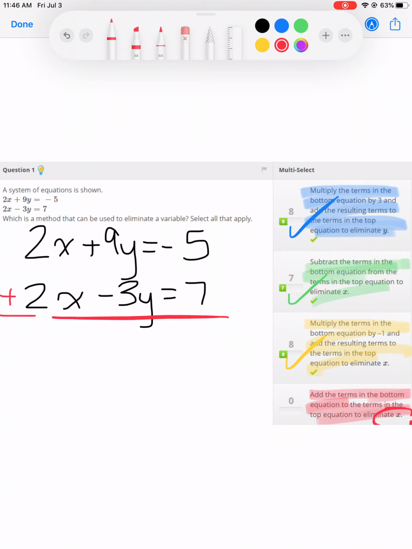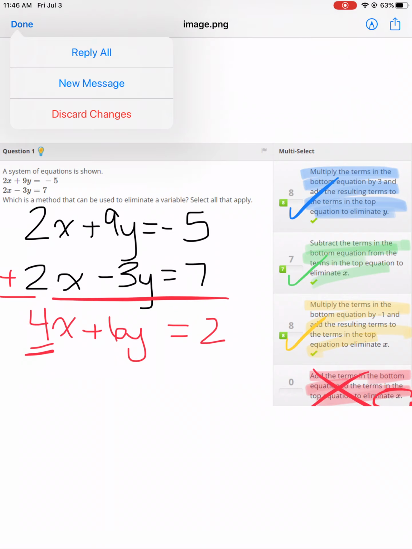And it says to eliminate x specifically. So 2x plus 2x is 4x. Well, that's not a 0, so it hasn't been eliminated. So it doesn't work. 9 plus negative 3, or 9 minus 3, is positive 6y. That didn't work, even though we don't even care about that one, because the question's asking about x. And then we have negative 5 plus 7, and that gives me 2. And again, as you can see, nothing's been eliminated, okay? So that's why this one doesn't work.